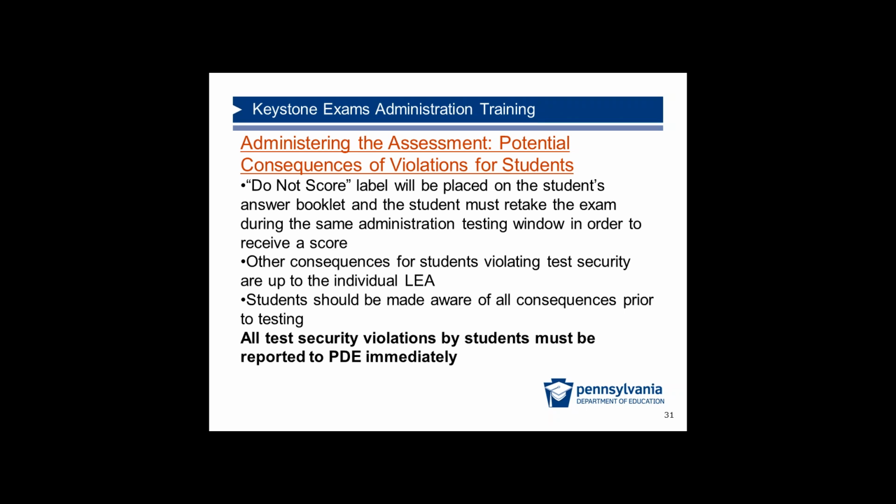Potential consequences of violations for students. The do not score label is the most common, placed on the answer booklet, and the student must retake during the same administration testing window. Other consequences are determined by you, and you should make students aware of some or all the potential consequences prior to testing as part of your student prep. And of course, again, the reminder of reporting to PDE.